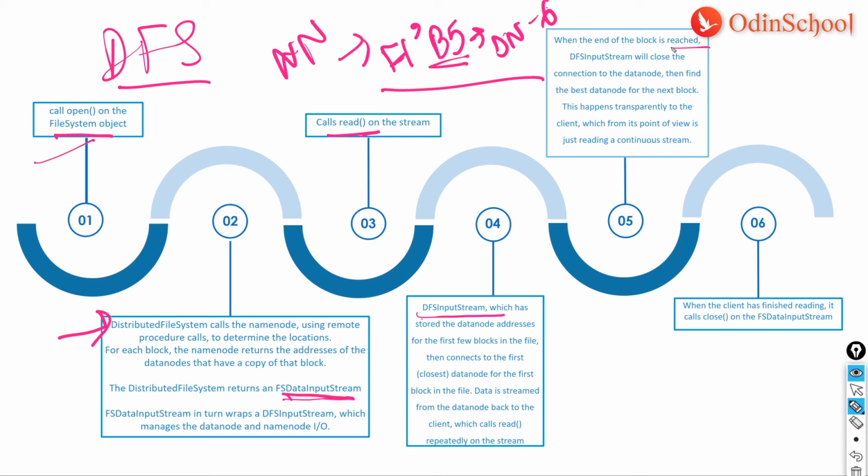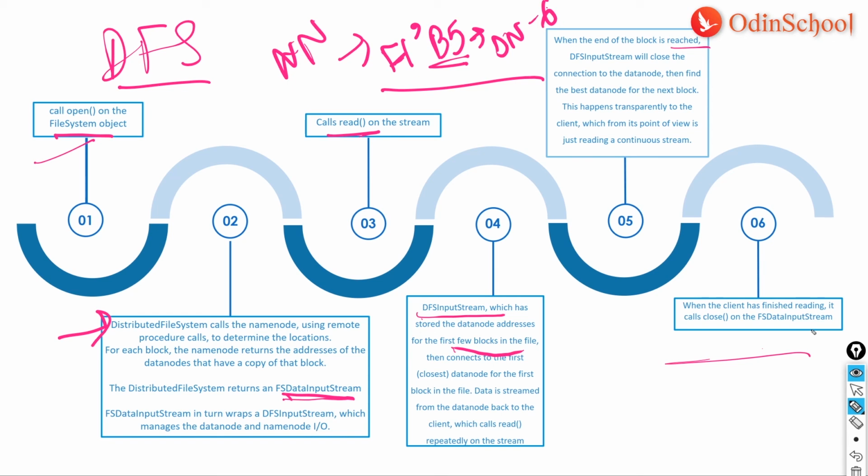It will also call the name node to retrieve the data node locations for the next batch of blocks as needed, because for the first few blocks it has been given the address, right? So for the next few blocks again it has to ask for the address. So this way, whenever you are getting the block location, try to read in a stream. Then the next block location, next stream, something like a series of streams, right? And when the client has finished reading, it will call the close method on the FS data input stream.